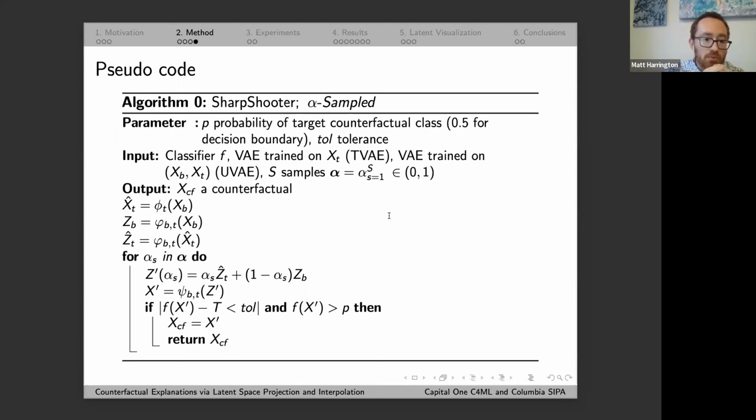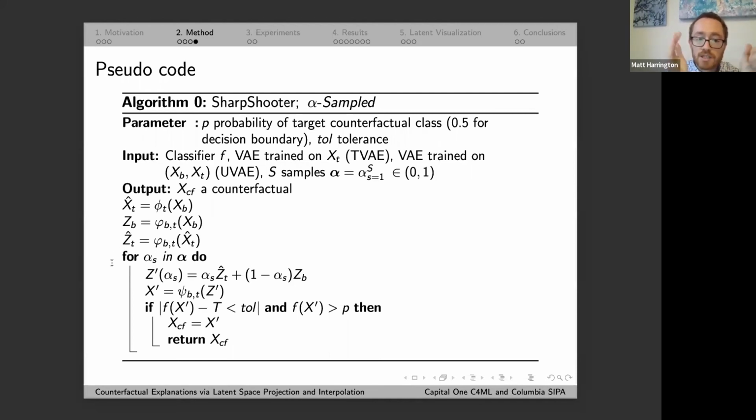So the first step is we take our base, our XB, and we pass it through the target autoencoder. So phi of t here just spits out another X. But this is now a target because we've only trained it on the targets. So we've called that X hat t. And now we take both XB, the base sample, and its target projection, and we pass them through the unified encoder, which we've denoted var phi, to get the latent endpoints, the code of the base and the code of the target projection.